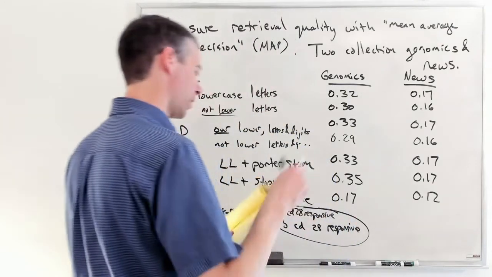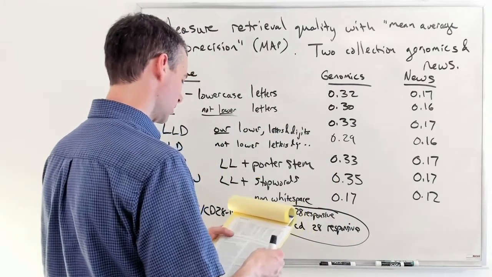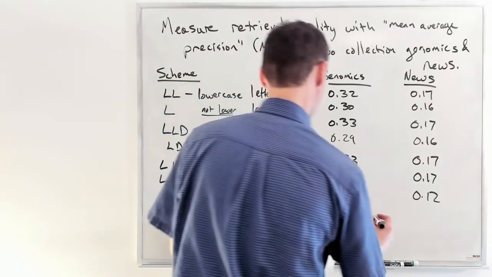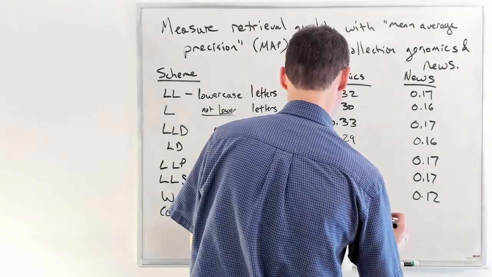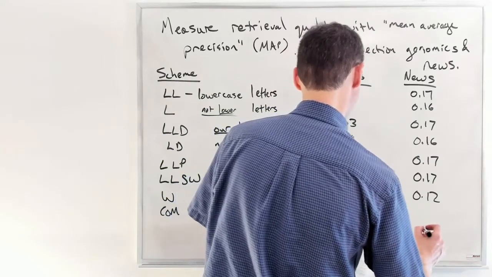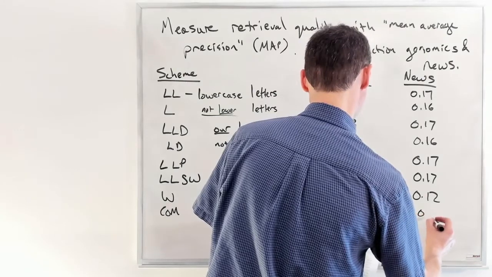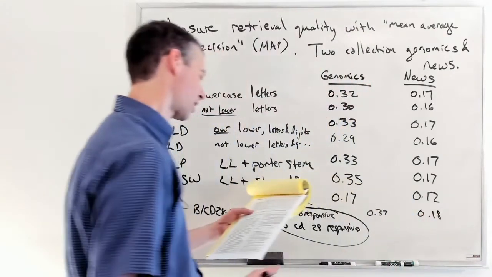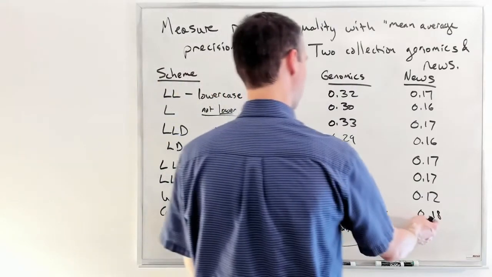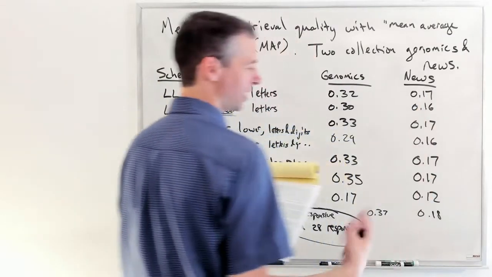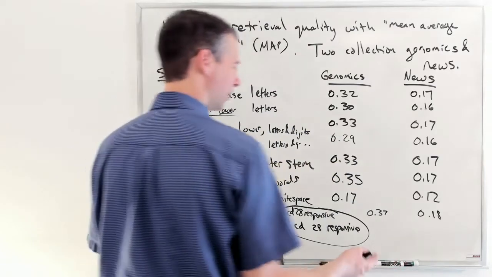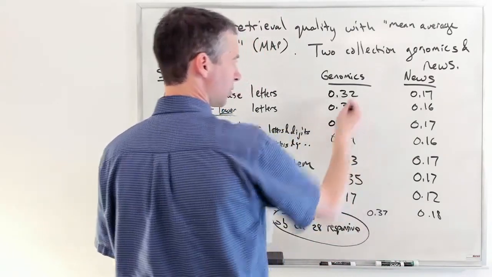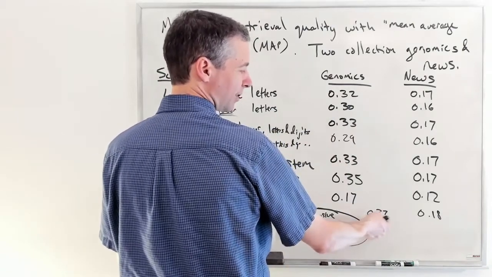And then by the way, when they do the compound tokenizer for the genomics, it goes up to 0.37. And then for the news, we're up to 0.18. These are rounded. This is a small statistically significant improvement. Again, whether a user ever noticed that, I don't know. This is quite a big improvement, a whole 5 percentage points, so to speak, but it's not statistically significant.